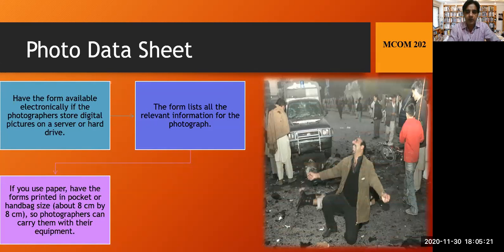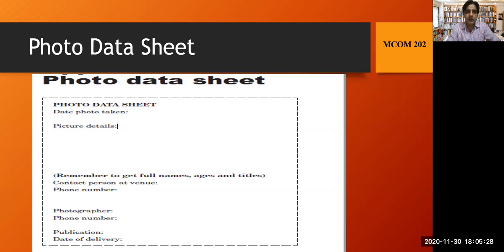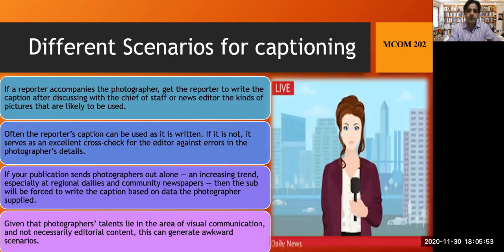So let's see this picture. This picture has a whole lot of story, so it needs to be told through the captions. This is kind of the photo data sheet. This is a sample. You can create your own: the date on which the photo has been taken, picture details, what is happening in the picture, contact person at the venue, phone numbers, photographer's name, photographer's phone number, publication and date of delivery, etc., etc. You can make it as detailed as you want, but this is a simple kind of photo data sheet.